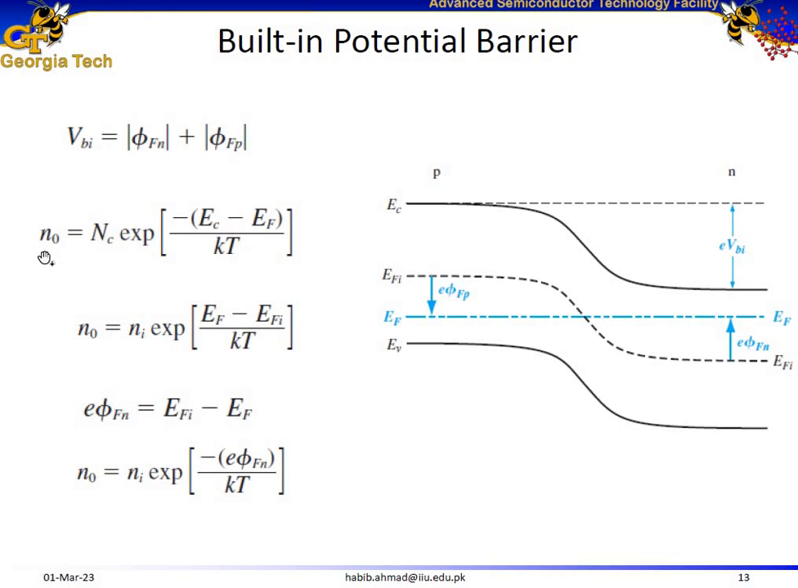N naught represents the carrier concentration in the n-type semiconductor under thermal equilibrium. Nc is the density of states in the conduction band. Exponential of minus Ec represents the conduction energy level, and Ef is the Fermi level, k is the Boltzmann constant, and T represents temperature. kT basically represents thermal energy. Its value is 0.026 or 26 milli-electron volts at room temperature.